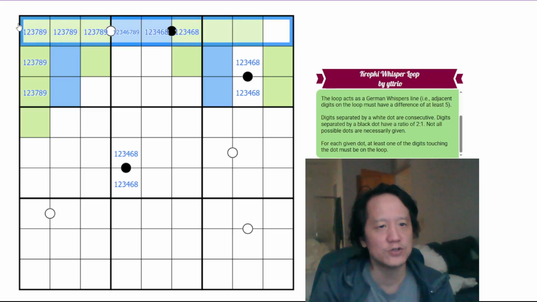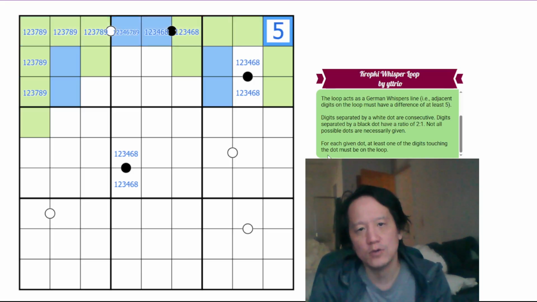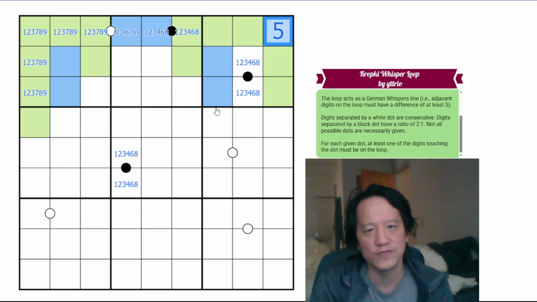So the 5 in this row has to be here, which means this is not on the Whisper 5 line, which means this must be. So this is not, so this has to be on the Whisper 5 line here.